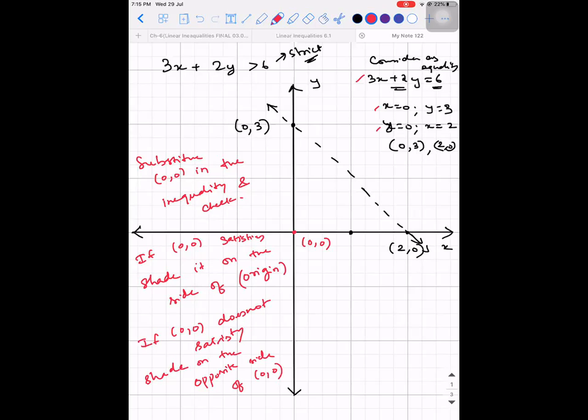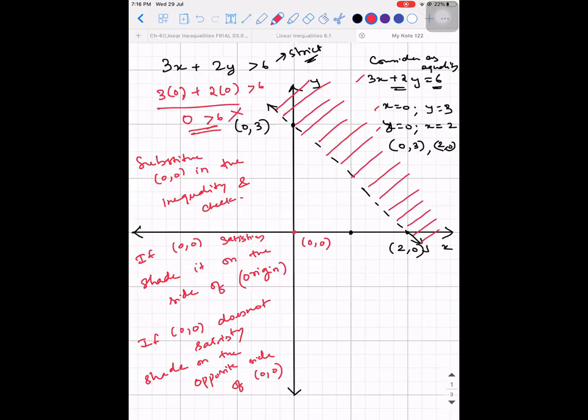So what should I do? I should substitute 0, 0 in the inequality. If I substitute 0, 0, then it becomes 3 into 0 plus 2 into 0 greater than 6. 3 into 0 plus 2 into 0 is 0. Is 0 greater than 6? No, sir. So the inequality is not satisfied. So when the inequality is not satisfied, you need to shade on the other side of the origin. Putting this kind of a shade, you're trying to say that any value of x, y that is present on this side of the line will satisfy the inequality.